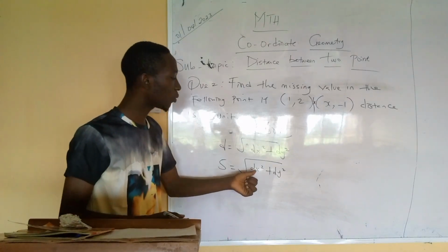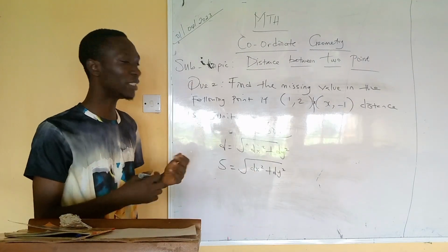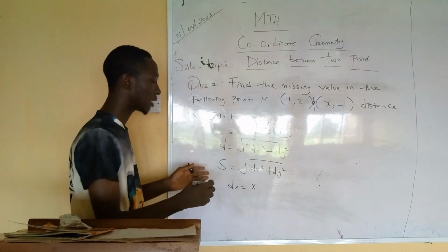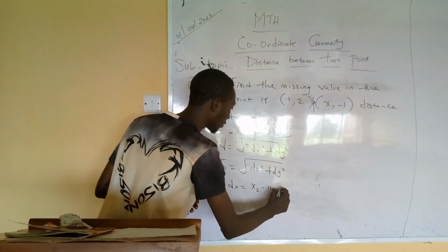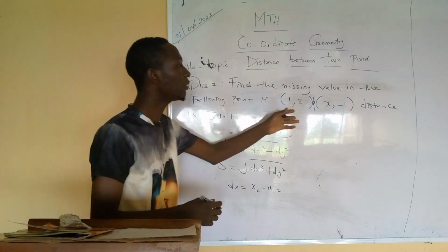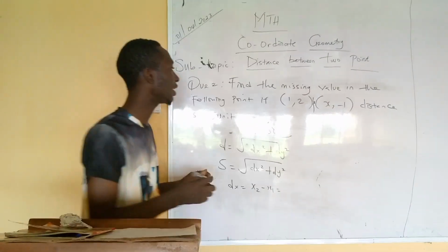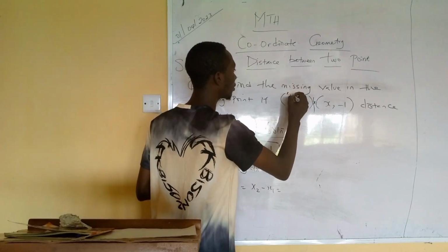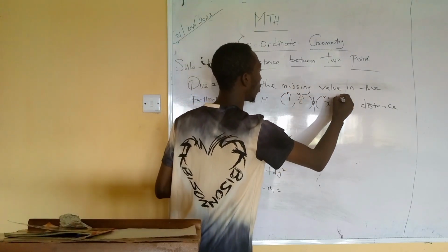Now let us look for our change in x. It is very easy. Change in x is x2 minus x1. So therefore, we have to label the bracket to get our change in x. Now labeling the bracket, it becomes x1, y1, x2, y2.